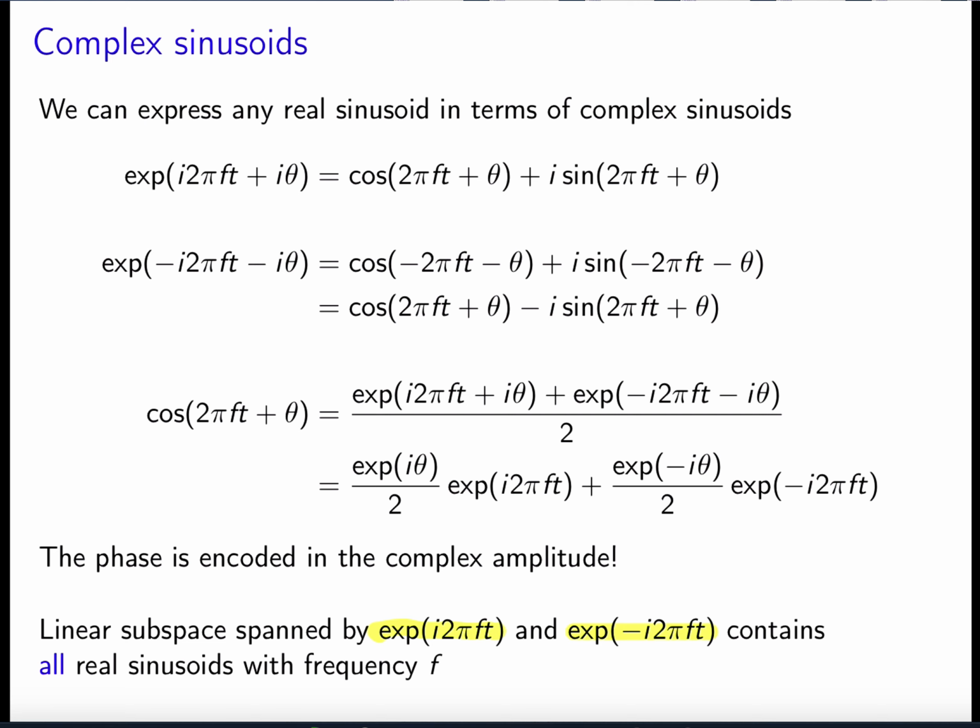And that's very nice, because now we can just use these two functions to represent sinusoidal components that have that particular frequency, and we know that we will be able to account for any possible phase shift by just varying the coefficients.